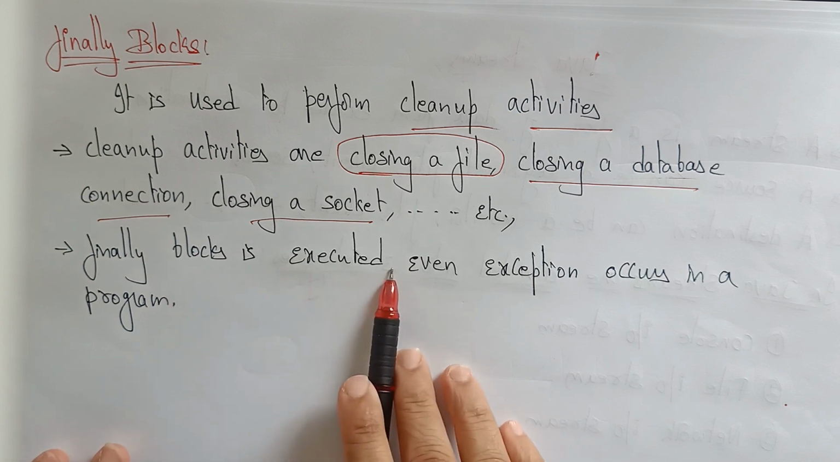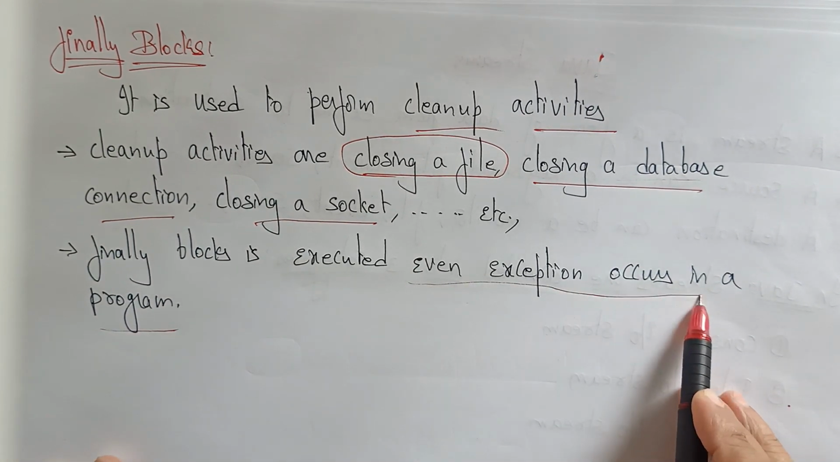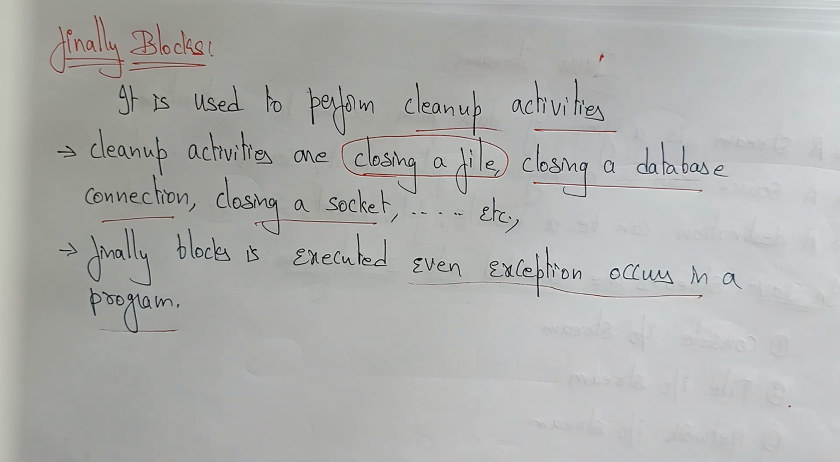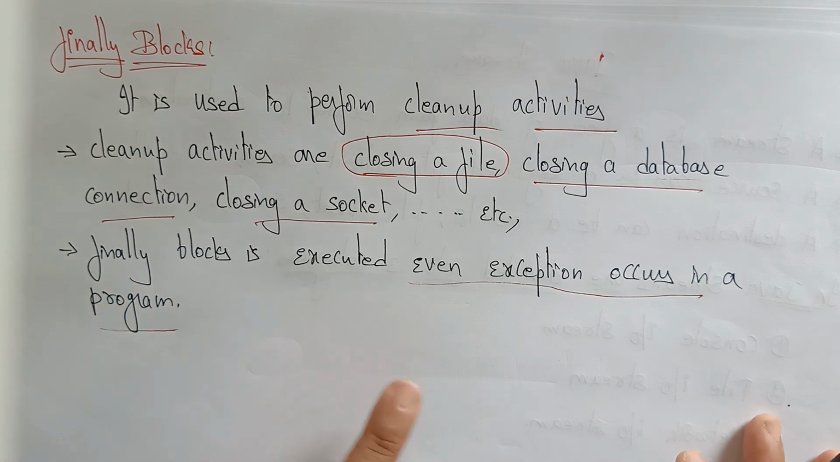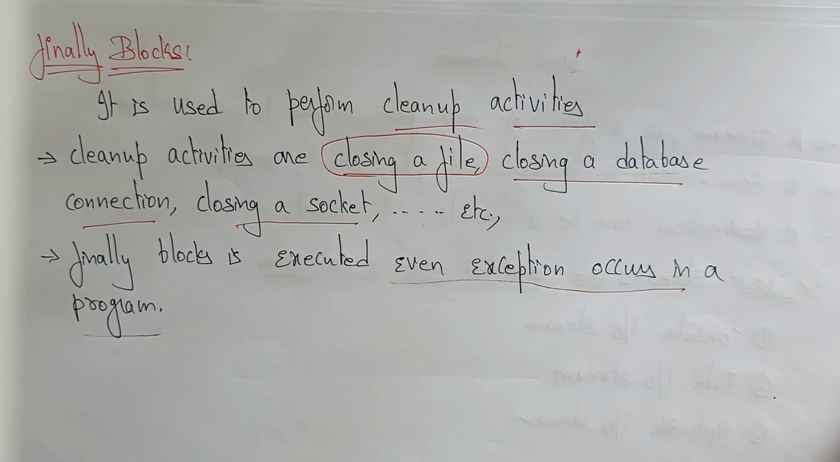The finally block is executed even if an exception occurs in a program. Whenever an exception occurs in a program, the finally block will be executed by default, because it closes the file and the database connection. So the finally block is executed even when an exception occurs. This is about finally blocks, try and catch blocks, and throw and throws. Okay, thank you.